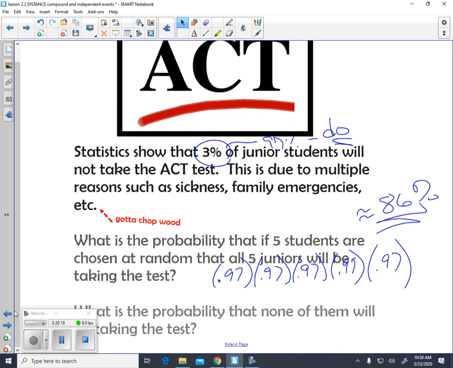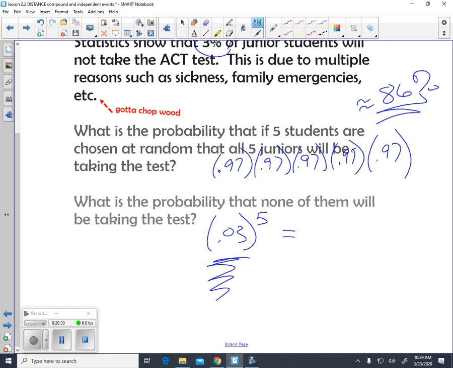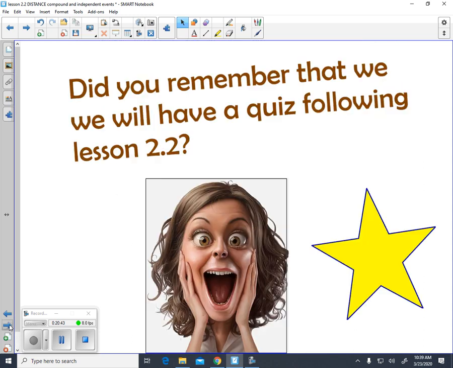Now, read the questions carefully, because just tweaking it a little, what is the probability that none of them are taking the test? Well, that would be 5 of these, right? 5 of these people, and 0.03 to the 5th power has got to be pretty close to nothing, right? It's going to be pretty close to 0.